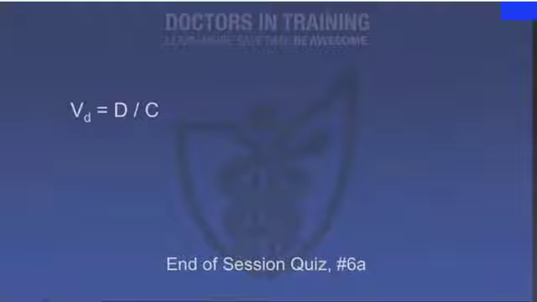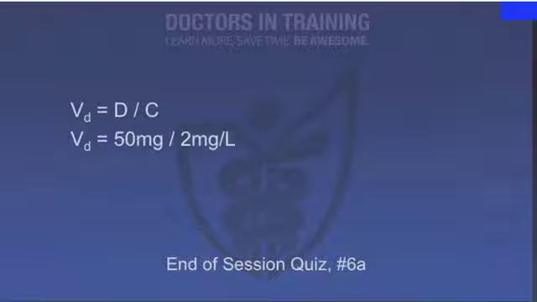If 50 milligrams of drug X is administered and the plasma concentration is 2 milligrams per liter, first, determine the volume of distribution. Well, the volume of distribution is going to equal the amount of drug in the body divided by the plasma concentration of that drug. So 50 milligrams divided by 2 milligrams per liter is going to equal 25 liters.